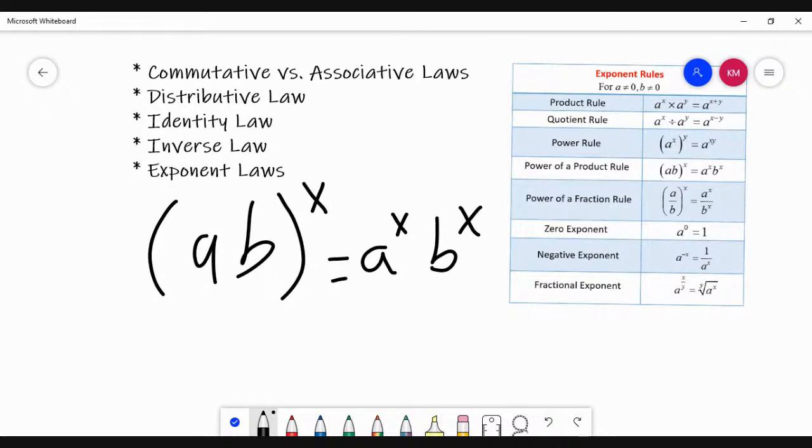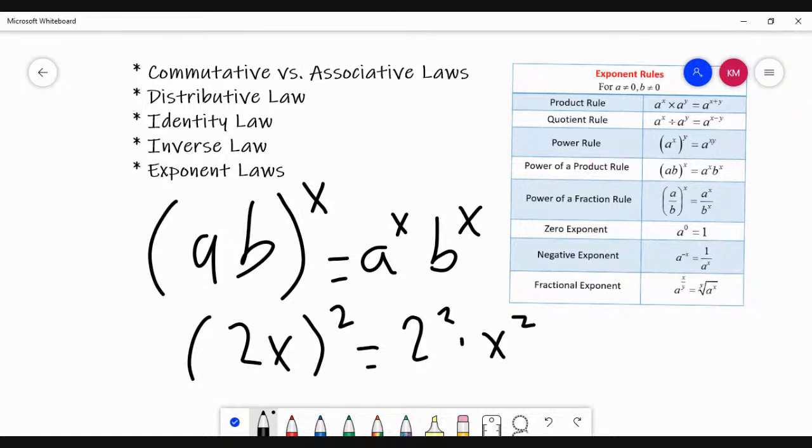Point of example would be 2x squared. So I'm squaring the 2 and I'm squaring the x. So now that's 2 squared times x squared. Well, 2 squared will give me 4, and x squared is still x squared. This is why you cannot always multiply with the power of the product rule into each other, because it might not always be two numbers.